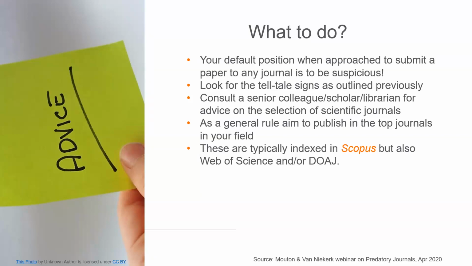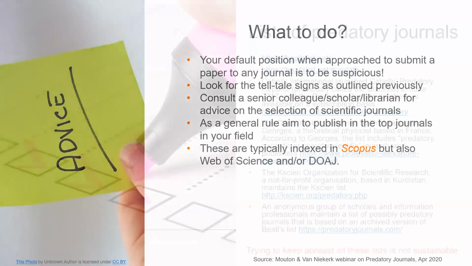The aims and the scope, very important. The ethical publication statement, very important, right? And these journals typically would also be indexed in Scopus, but also in Web of Science and others, too many to mention, but the Directory of Open Access Journals, for example, also has criteria that you have to comply with. So check within these indexes whether the journal has been indexed.